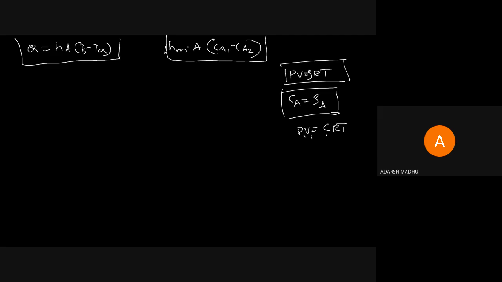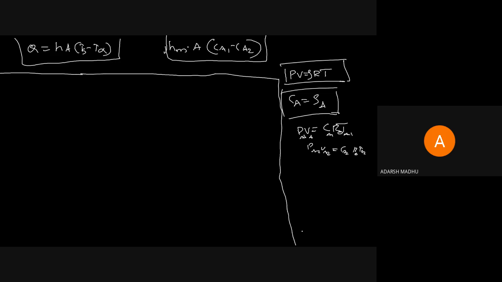PA1 VA1 equal to CA1 R TA1, and PA2 VA2 equal to CA2 R TA2. R is a constant value, the universal gas constant. Temperature, volume and pressure will be given in the problem. You can directly find the value of CA1 and CA2 and substitute it in the equation. So the next question is based on this equation. But before that, we are using the calculator.